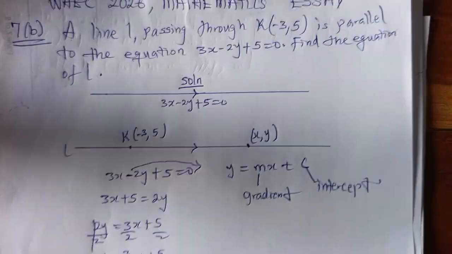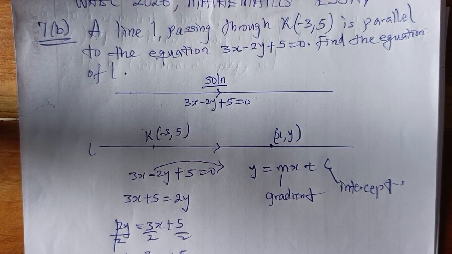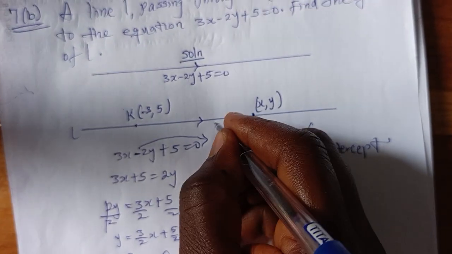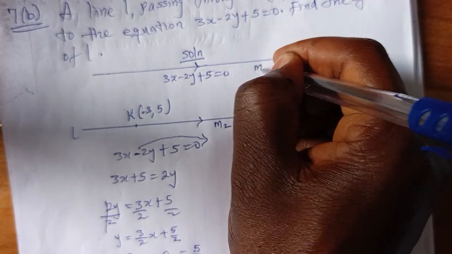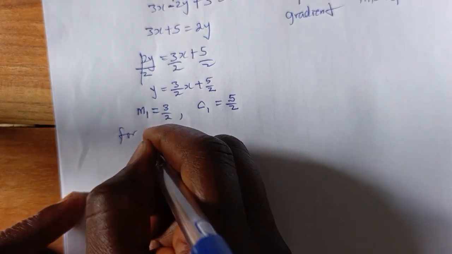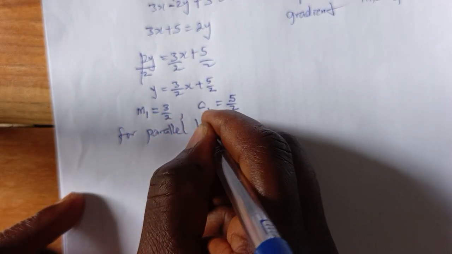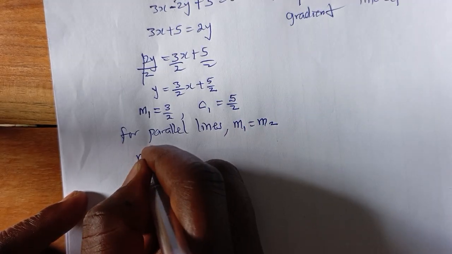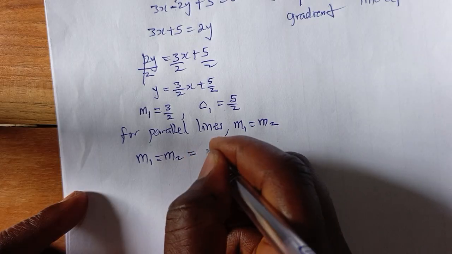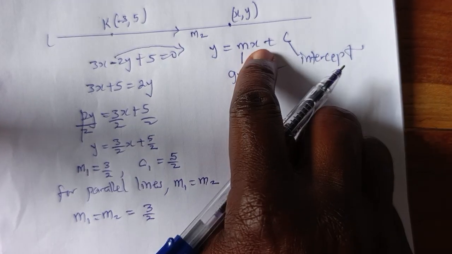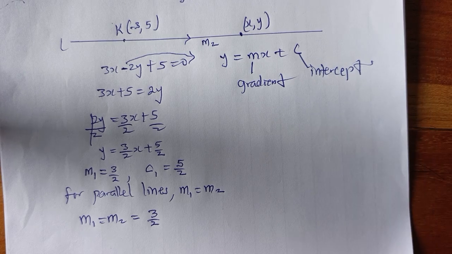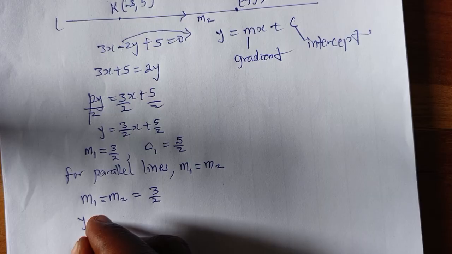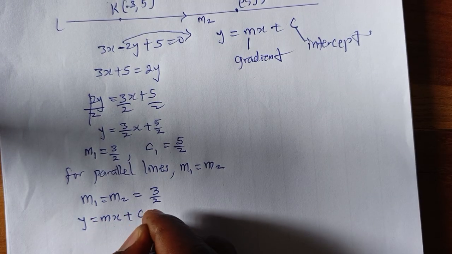Now, when two lines are parallel, they have common gradients, so they have the same gradient. This one is m2, this is m1. For parallel lines, m1 equals m2, which is equal to 3/2. We can as well use the same equation of a straight line, so to determine the equation of line L, y = mx + c.